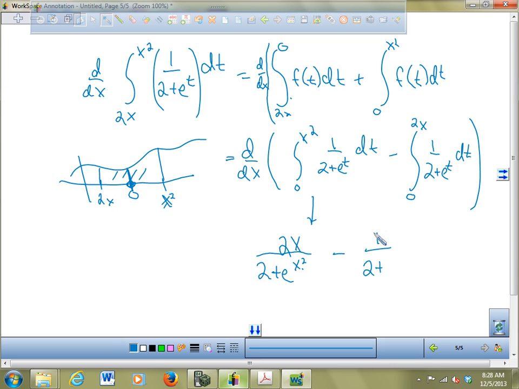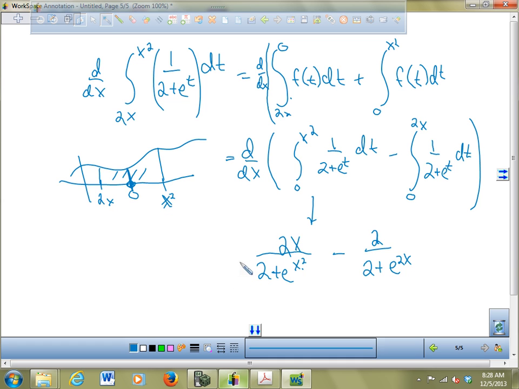2 plus... Oh, what's on the top? 2. Yeah, I mean, you don't have to do it in one step. 2 plus e to the what? 2x, and then you're done. Okay? And you can't combine these because these are in common denominators, right? So you're kind of done at that.